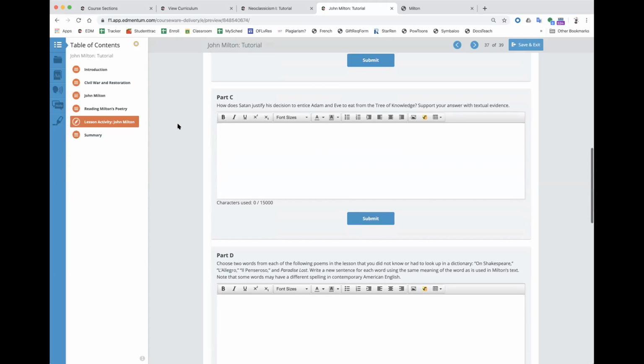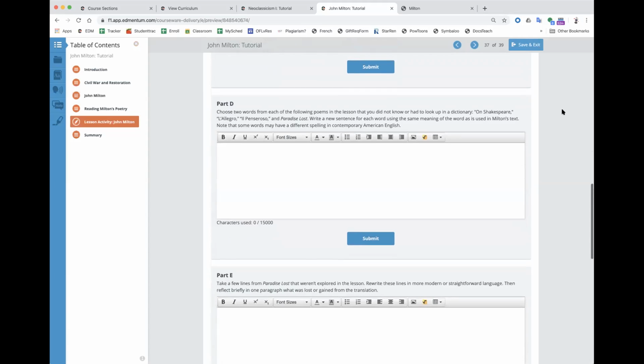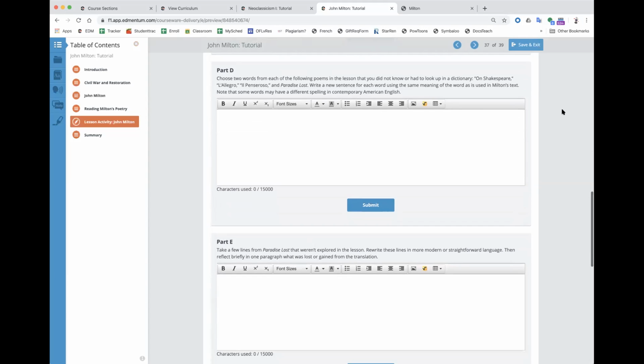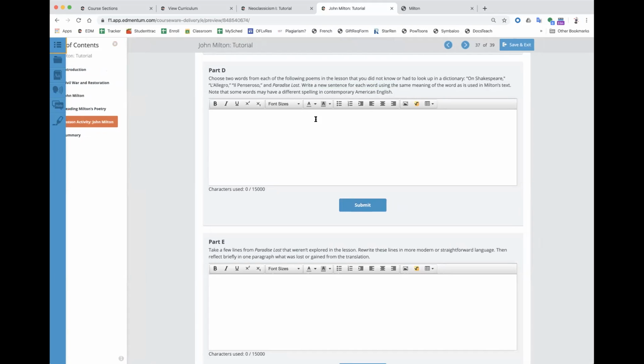And then I have some information for you that covers how Satan justifies the decision to entice Adam and Eve. I have some textual evidence for you. And then for part D, you're just supposed to choose 2 words from the poems, look them up in a dictionary, and write a new sentence for each word. Some of what I'm seeing is not for each word when I'm looking through lesson activities. So that's really important. Just make sure you're following the directions.